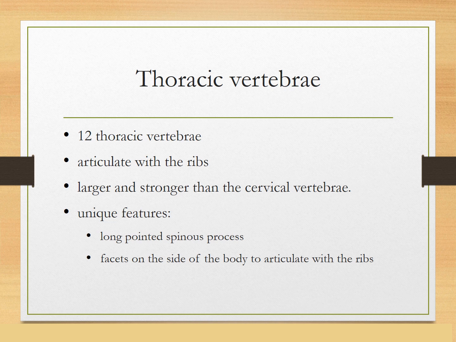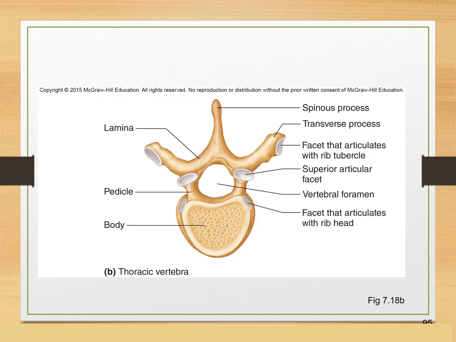This is sometimes difficult to see, but there are also little depressions or facets on the side of the body of the vertebrae that show where the ribs attach. Notice the absence of transverse foramina.